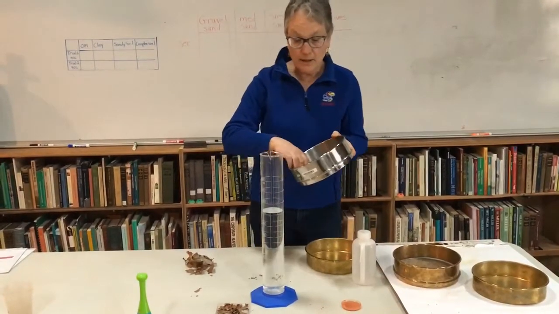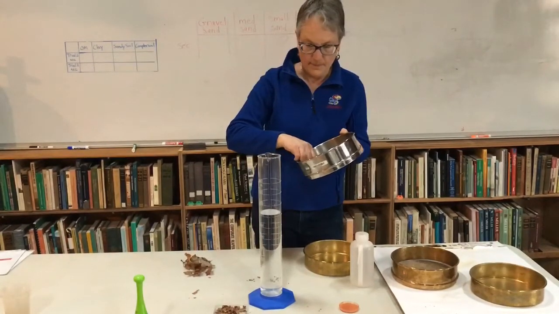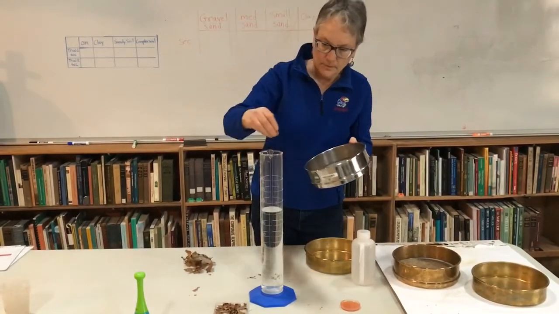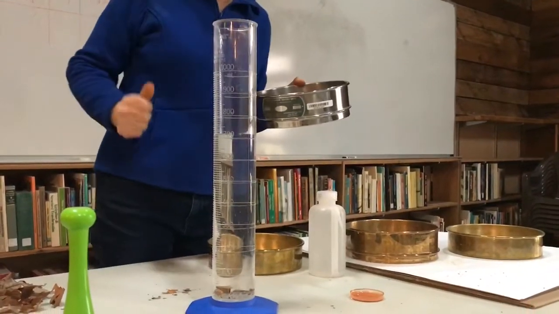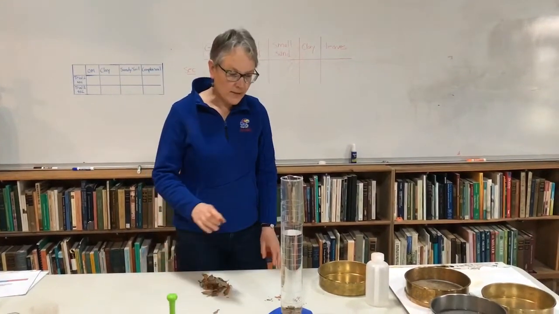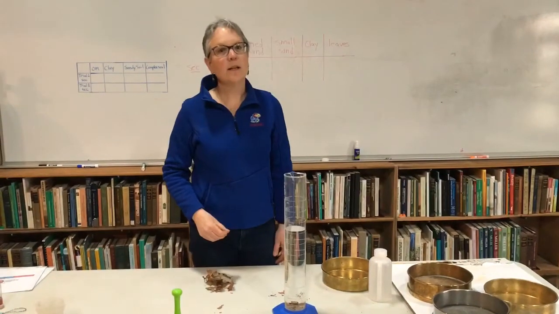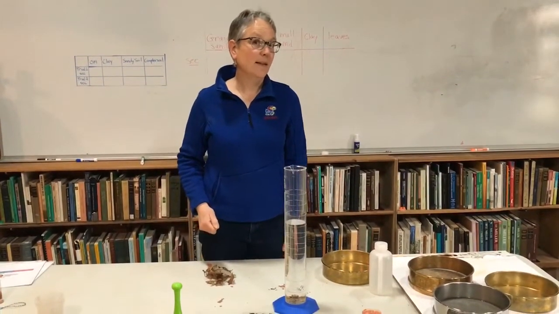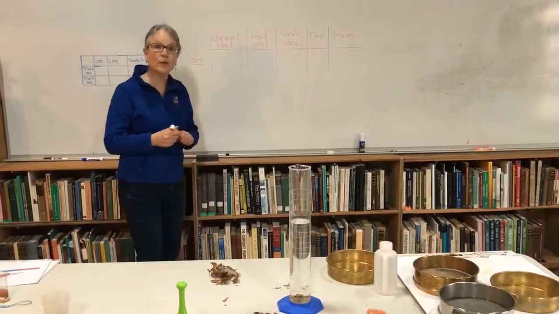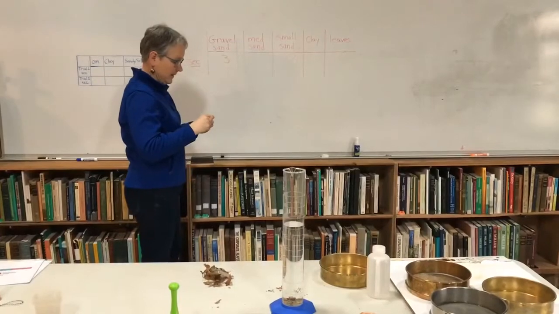All right, so I'm not going to count. You're going to count. So how many seconds did you count? So I was counting until the smallest piece fell to the bottom, and I counted 3 Mississippis. Is that what you counted? Well, I'm going to write 3 on the board, but if you counted something different, you can write that on a sheet of paper in front of you.